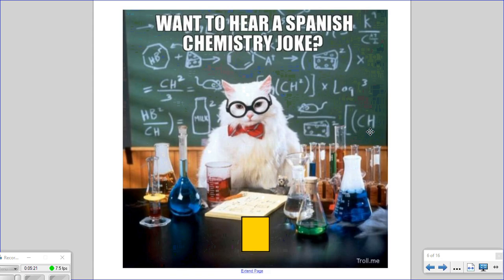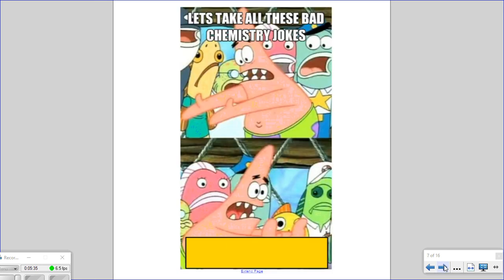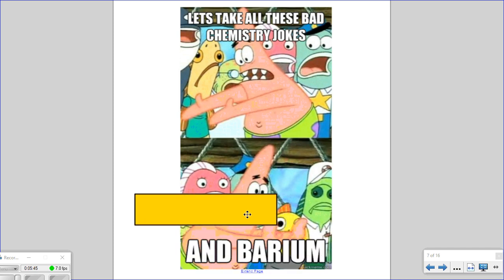Want to hear a chemistry joke? C. Want to hear a Spanish chemistry joke? C. Si is a silicon on the periodic table. And if you're thinking, wow, this is really not that good, we can take all these chemistry jokes and barium. Barium is an element on the periodic table. So as you can see, a lot of good uses of the periodic table exist.